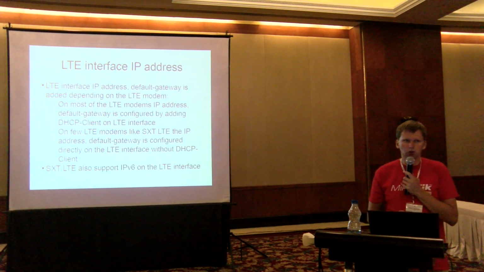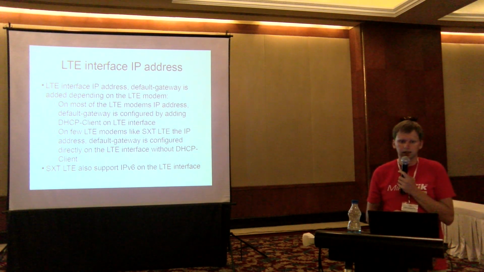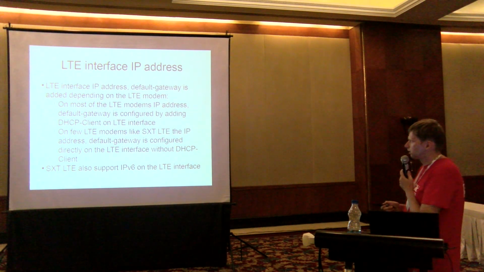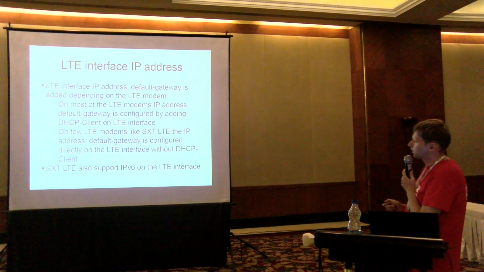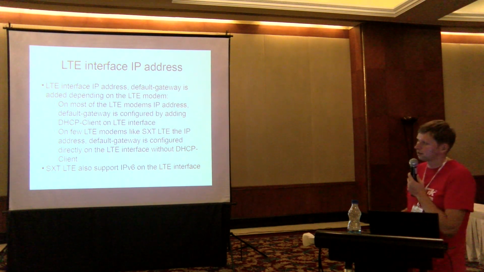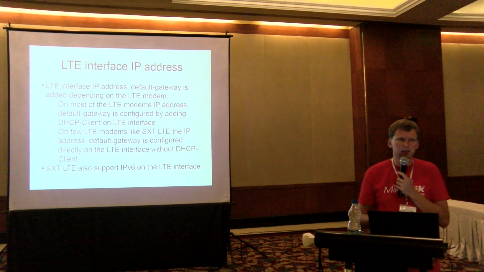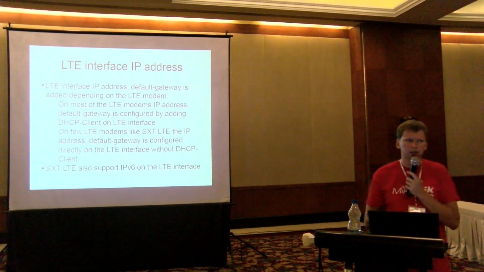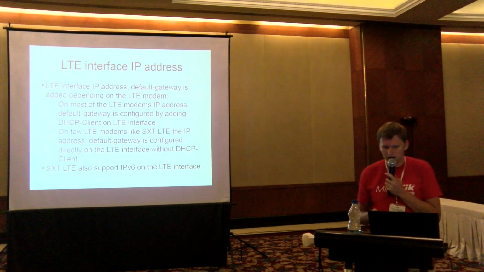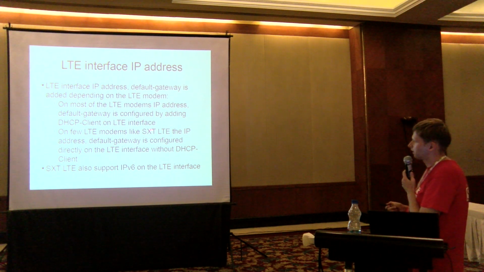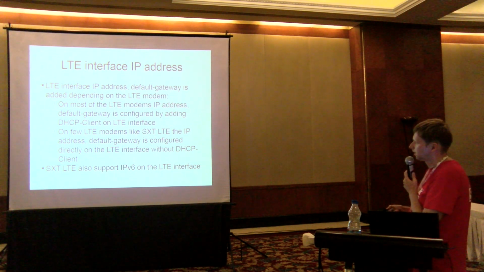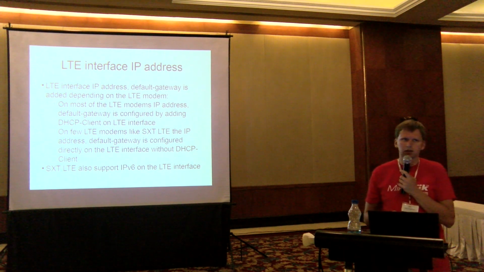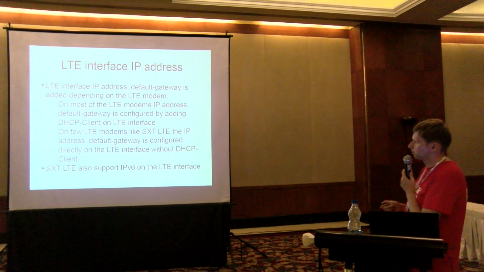There are also two options for how to get an IP address on the LTE interface. Usually, most LTE modems get an IP address from the DHCP client. So when you see an LTE interface appearing in RouterOS, you just go to IP DHCP client, add a new entry and specify the LTE interface. There are also exceptions, for example, our SXT LTE modem, which doesn't require a DHCP client, as it does that automatically in the Ethernet emulation driver.